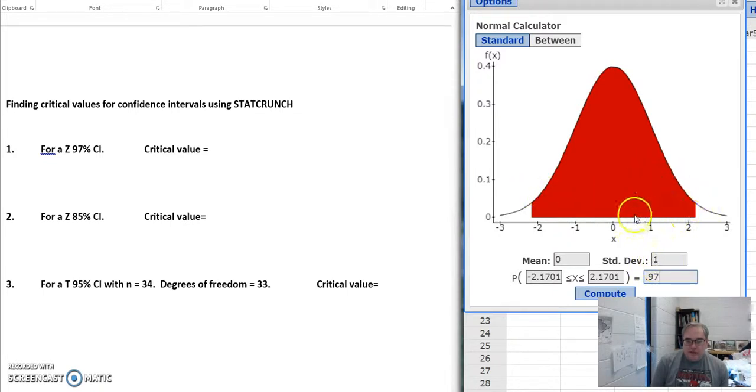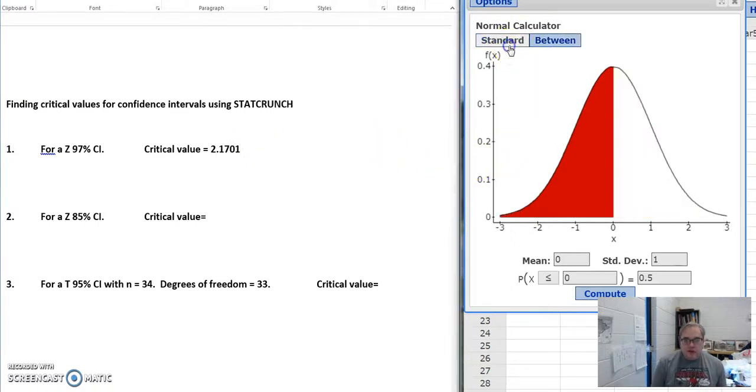Well, if there's 97% in the red, there's a total of 3% unaccounted for, which would be 1.5% in each tail. So the fast way of doing this is just what I did right here. Go between, hit 0.97, get the critical values. I'm actually going to go over here and put those in. And usually you can put plus or minus, or you just put the positive.